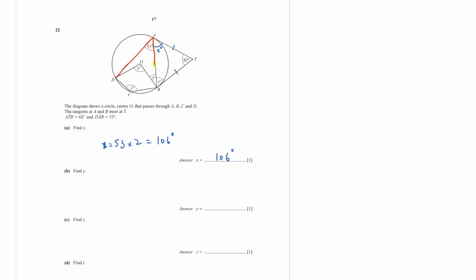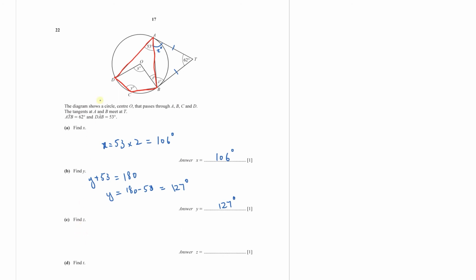If you look at this quadrilateral ABCD, A, B, and then C, and then D, this is a cyclic quadrilateral because all four vertices are on the circumference. So you know the property of cyclic quadrilaterals that opposite angles sum up to 180 degrees. So y plus 53 should be 180. So y would be equal to 180 minus 53, which is 127. So y is 127 degrees.